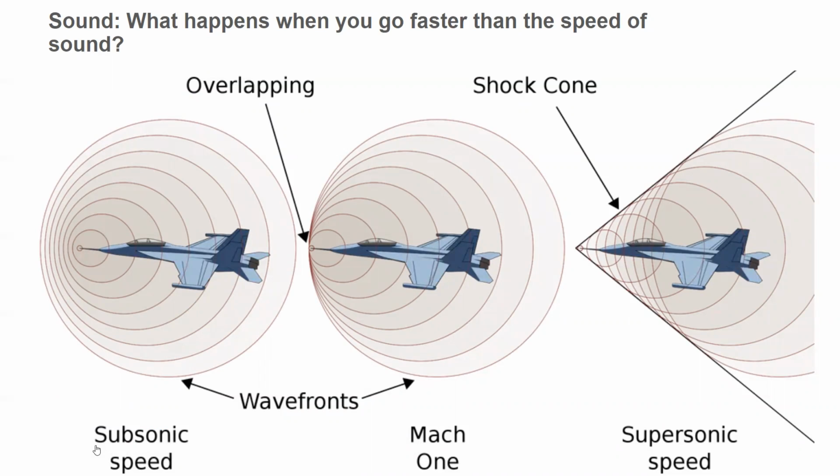And here's the first question. What happens when you go faster than the speed of sound? You guys know what happens. You have a sonic boom, okay? So this airplane, if it goes faster than the speed of sound, it's now going faster than the sound that it emitted a second ago, and it creates this cone, and it's a shock wave.